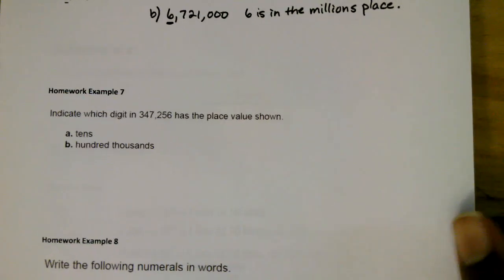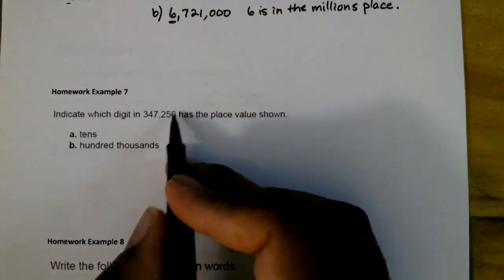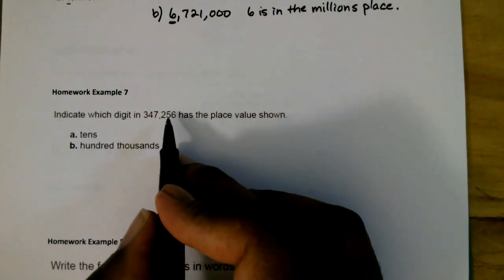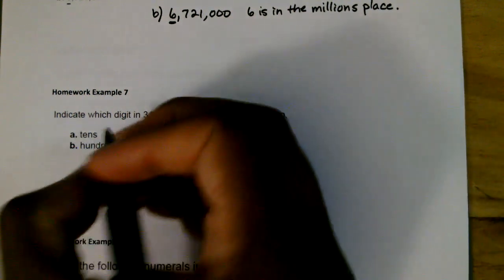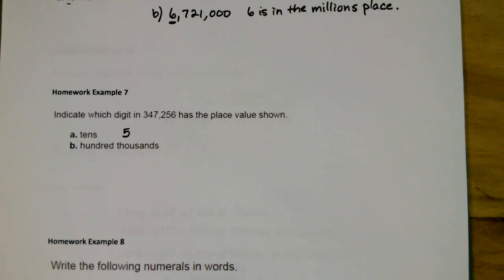All right, in this next example, we want to indicate which digit in 347,256 has the place value shown. So we want to identify the digit that's in the tens place in part A. Well, going from right to left, the 6 is in the ones place, the 5 is in the tens place. So the number 5 is the digit that's in the tens place.